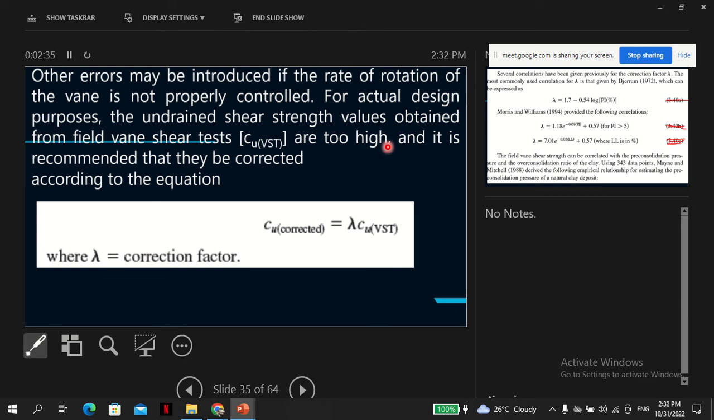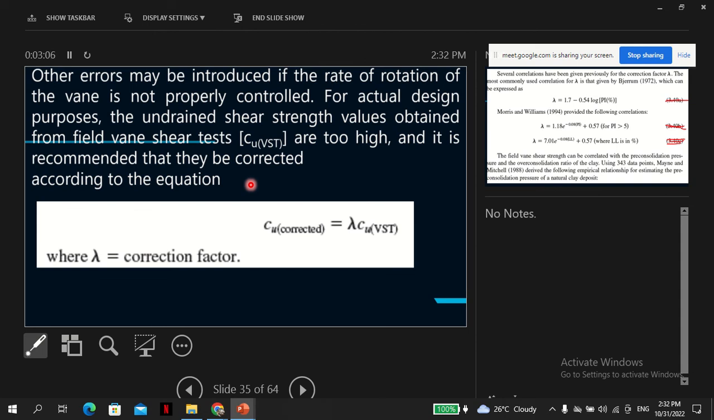Other errors may be introduced if the rate of rotation is not controlled. For actual design purposes, the Vane shear strength values obtained from the field are too high, and it is recommended that they be corrected. In fact, yes, this is true, because even so the rate of rotation is still very high. Like I said, if the shear strain rate is high, the apparent strength you get is high, which does not reflect the reality.